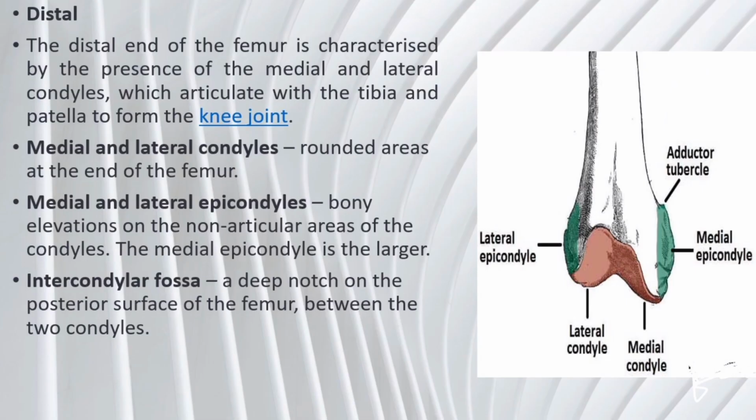Distal. The distal end of the femur is characterized by the presence of the medial and lateral condyles, which articulate with the tibia and patella to form the knee joint. Medial and lateral condyles are rounded areas at the end of the femur. The posterior and inferior surfaces articulate with the tibia and menisci of the knee, while the anterior surface articulates with the patella. The more prominent lateral condyle helps prevent the natural lateral movement of the patella. A flatter condyle is more likely to result in patellar dislocation.